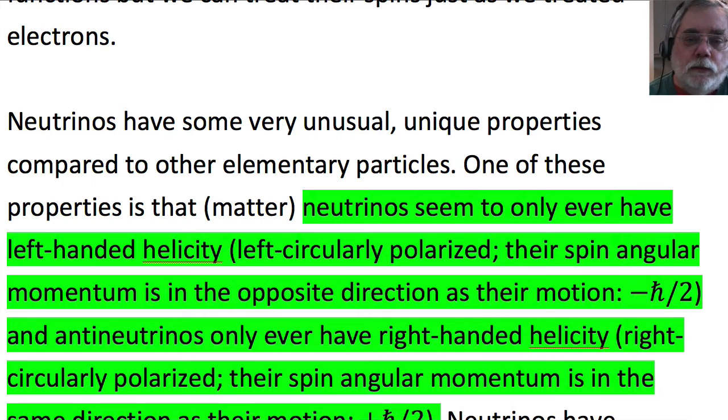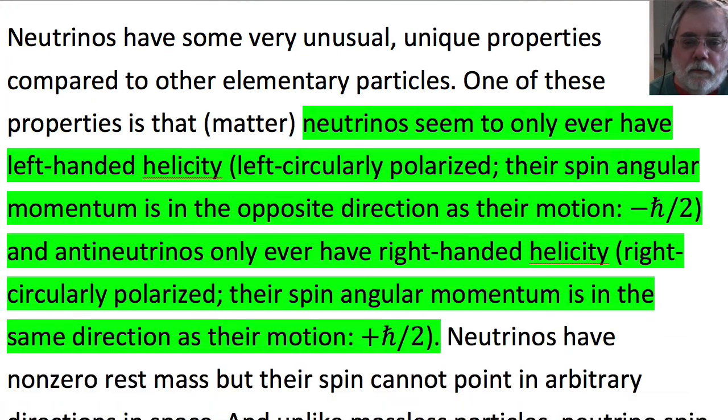Neutrinos have some very unusual, unique properties compared to other elementary particles. One of these properties is that matter neutrinos seem to only ever have left-handed helicity. They are left circularly polarized. Their spin angular momentum is in the opposite direction as their motion, so minus h bar over 2. And antineutrinos only ever have right-handed helicity, right circularly polarized. Their spin angular momentum is in the same direction as their motion, plus h bar over 2.